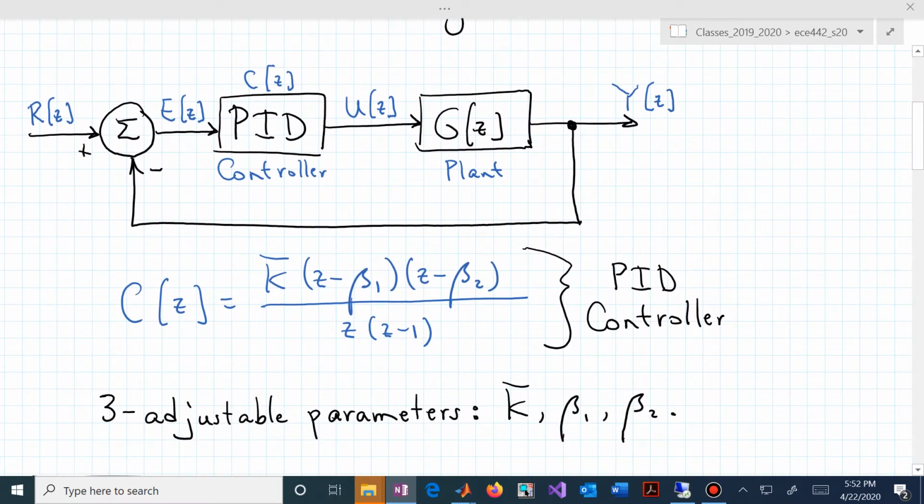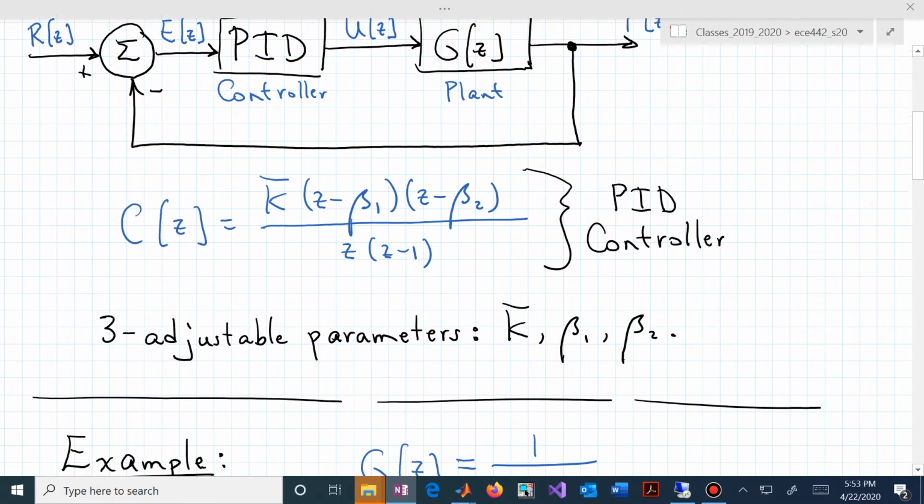In this particular scenario, the PID controller, we now have three knobs with which we can adjust, and you could think of those as the proportional gain, the integral gain, and the derivative gain. But in this parameterization, it's easier to think about, let's just try to find good locations for beta 1 and beta 2, the two zero locations, and then adjust the gain k bar on our root locus diagram to produce the closed loop pole behavior that we want.